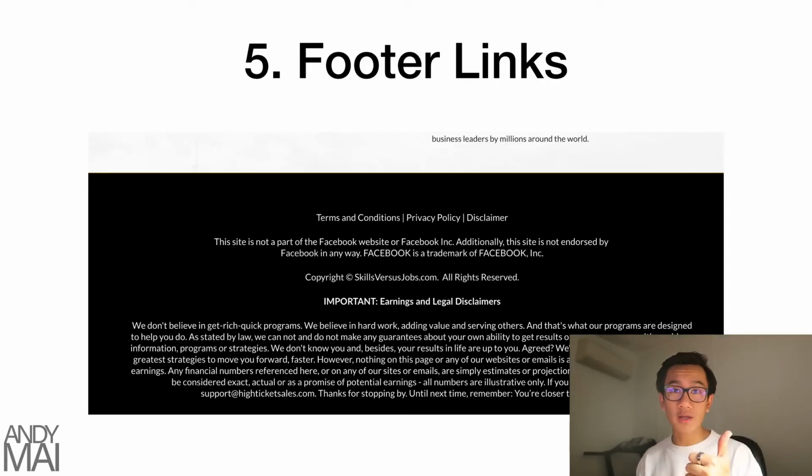5, footer links. This is very good because 1, you add authenticity to your website and company. 2, Facebook requires it, and it reduces your chance of getting your ads banned, your ad account banned, because you're complying with Facebook's rules.